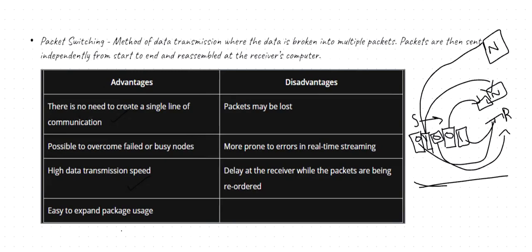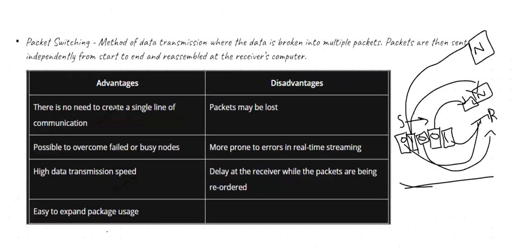The last disadvantage is that there's a delay at the receiver's end while the packets are being reordered. Once all the packets have arrived, they have not arrived in the same order they were originally. For example, this was 0, 1, 0, 0, 1. It can be like 1, 1 and 0, 0, 0. Now, this would be incorrect because the data is changed, so it needs to be reassembled.